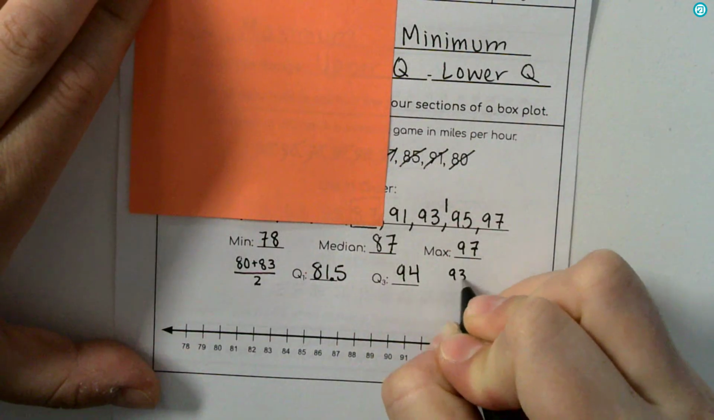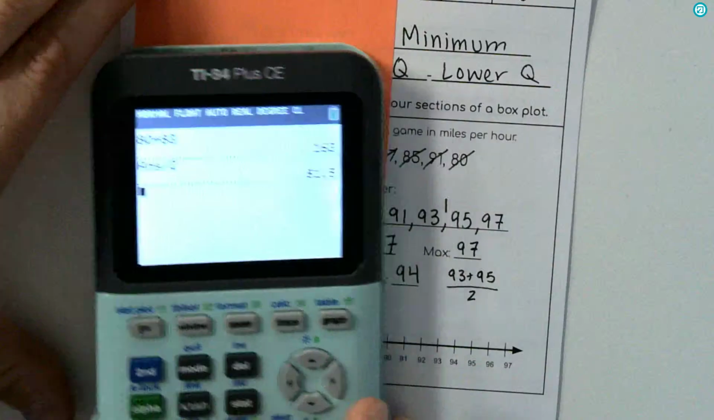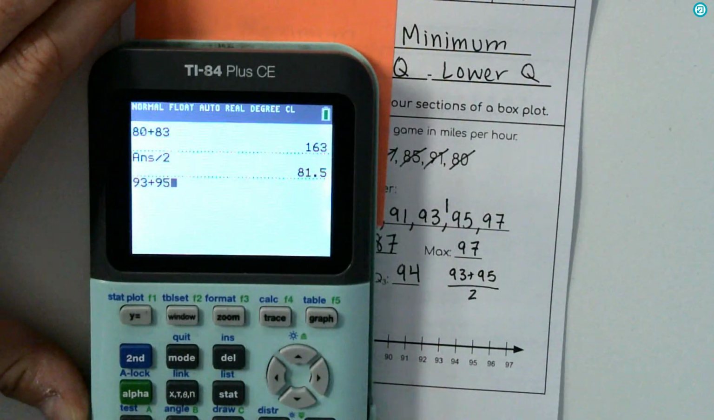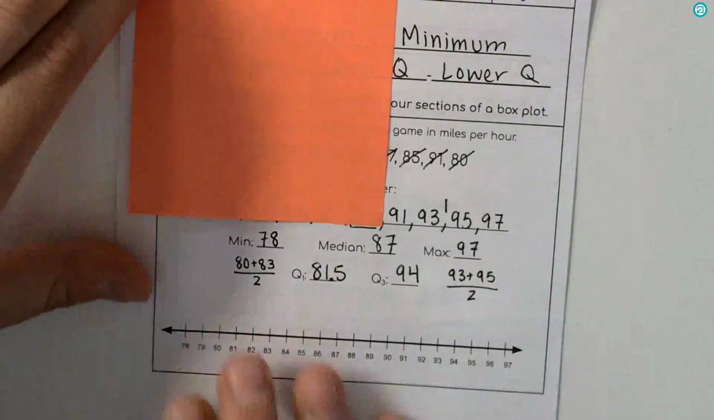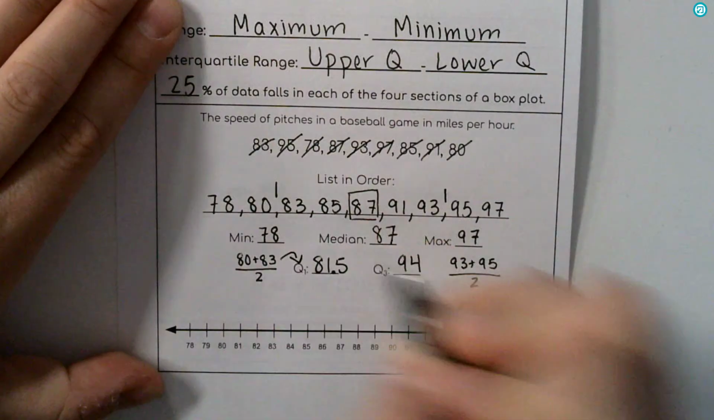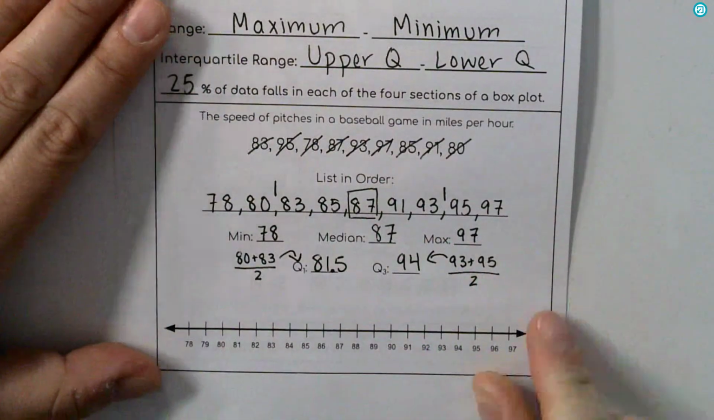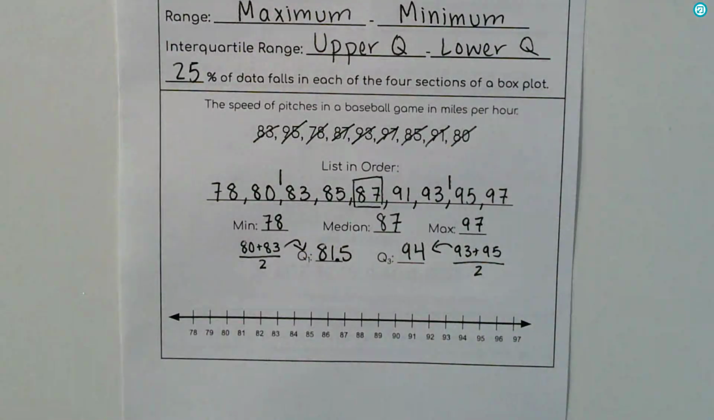If you needed to, you could add those together: 93 plus 95 divided by 2, I get 94. Okay. Any questions on finding either of my quartiles? Okay. So once you find that, that's your 5-number summary.